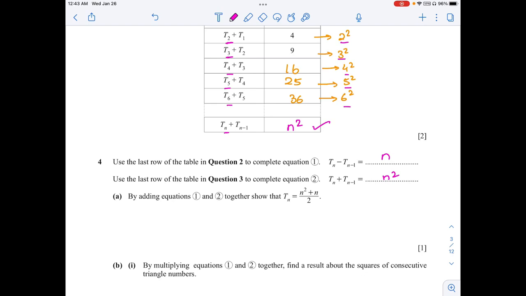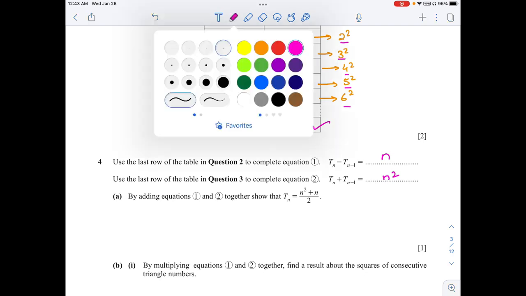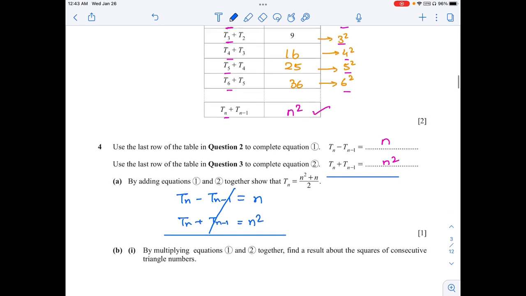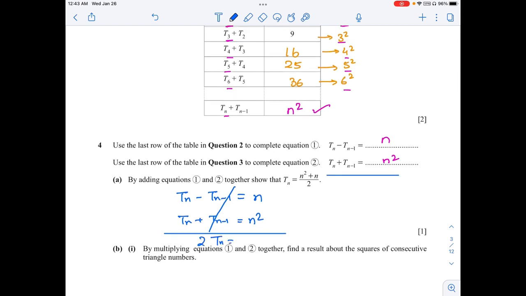By adding these two equations, these are the two equations, so add them out. If I add these two equations, what am I going to get? Tn minus Tn minus 1 is equal to n, and Tn plus Tn minus 1 is equal to n square. I'm going to add them out. Tn minus 1 gets cancelled. 2 times Tn is equal to n square plus n. So Tn equals n square plus n upon 2, which is the required equation.